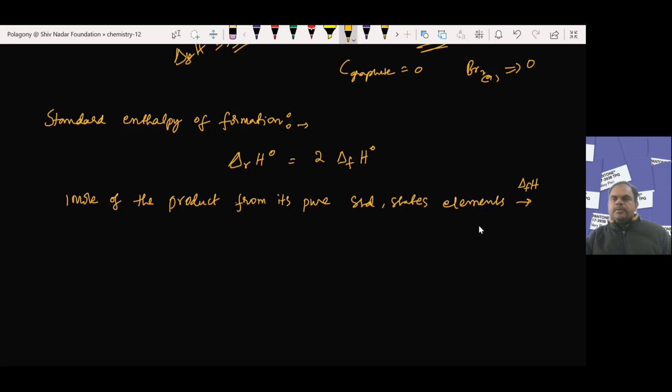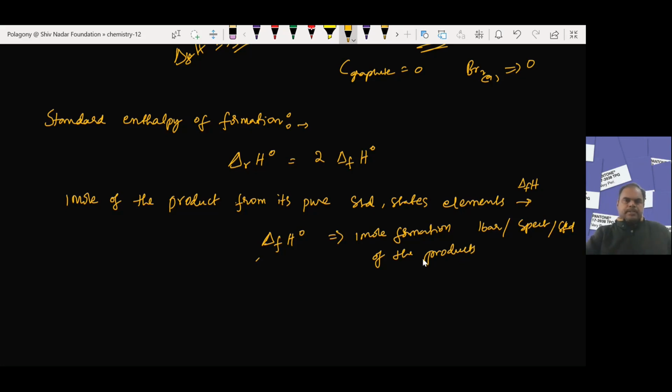If it is measured at 1 bar, at a specific temperature, or standard conditions, then we can write it as the standard enthalpy of formation. The standard enthalpy of formation is considered for the formation of 1 mole of the product from its pure elements.